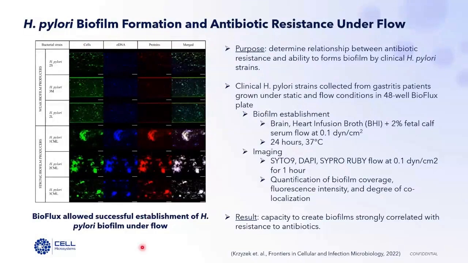The results reveal that all of these markers were heavily present in the biofilms produced by the H. pylori strains that fell under the strong biofilm producers category, shown in the bottom half of the panel. These particular strains showed a strong correlation with resistance to antibiotics, given that they came from either the double resistant or the multi-drug resistant groups previously identified. So with this study, we can see that the bioflux allowed for a successful establishment of H. pylori biofilms under flow.